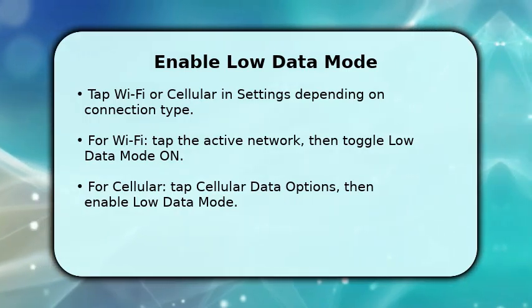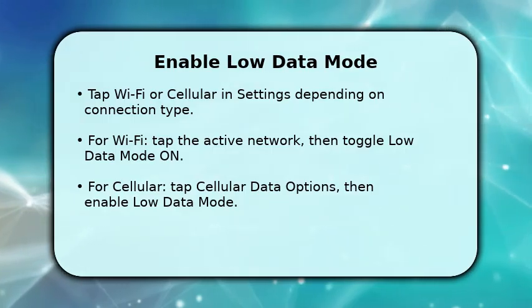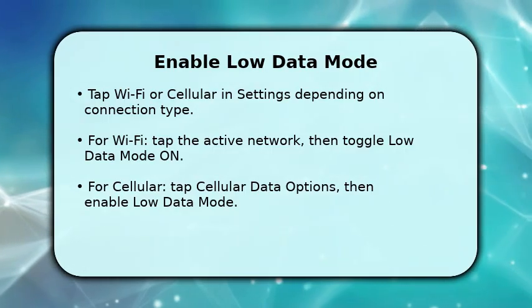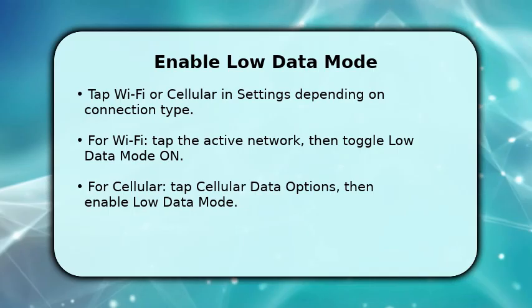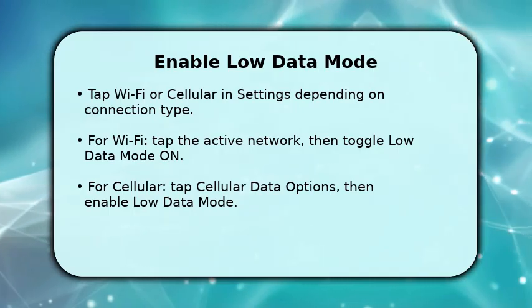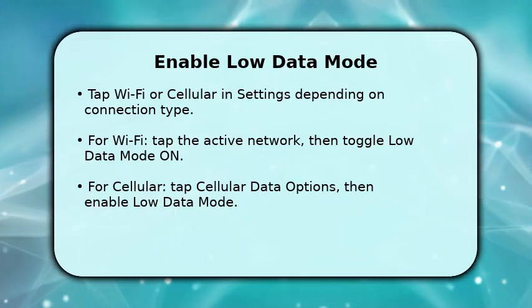For cellular, open cellular data options and toggle low data mode. This reduces app data usage and stops background refresh. Make sure apps you rely on aren't restricted. If necessary, adjust app settings individually. Once set, observe immediate network behavior changes, like slower background syncs.